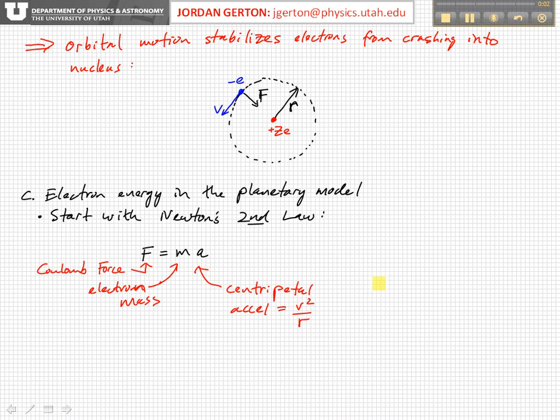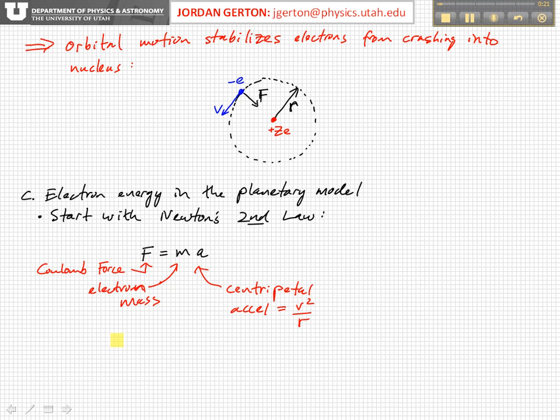Okay, so to calculate the allowed energies of an electron in such a planetary model, we start with Newton's second law. Basically, that's a good place to start almost anything. We start with F equals ma.